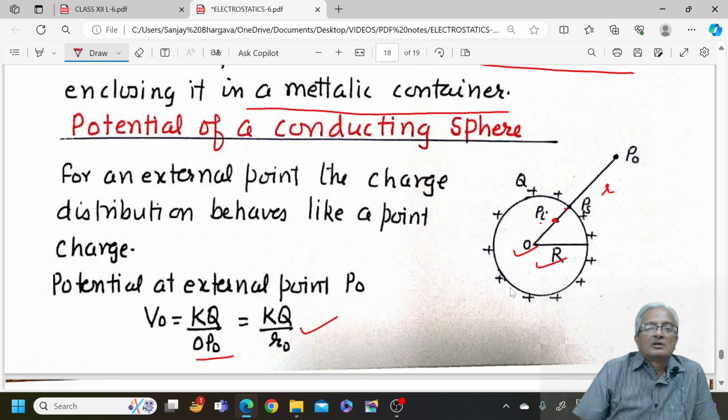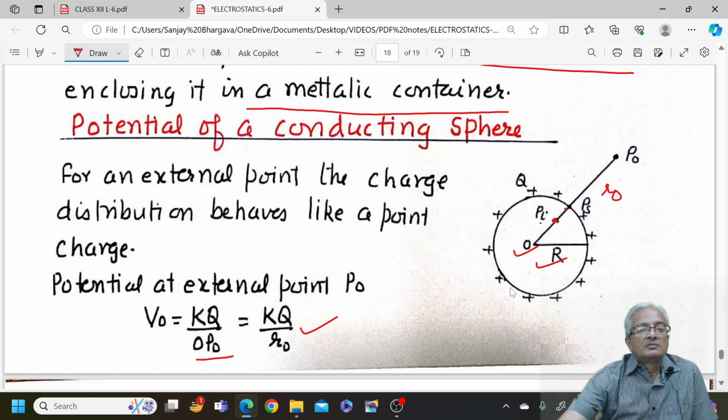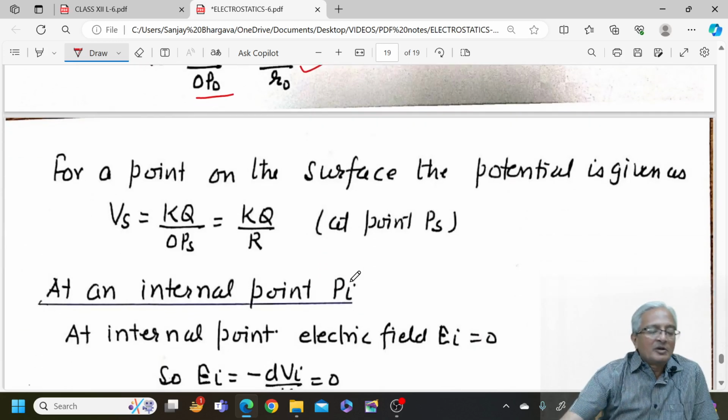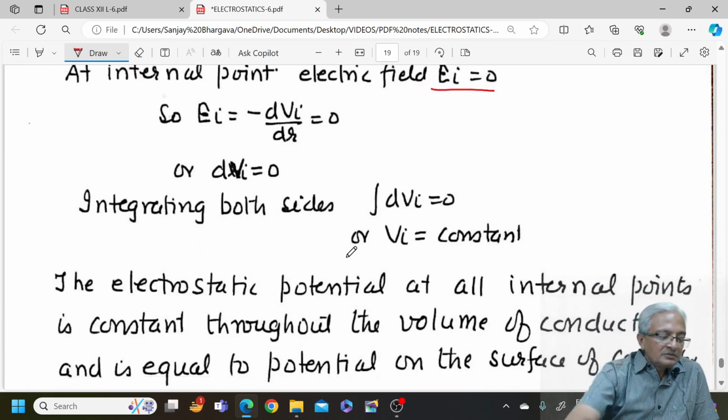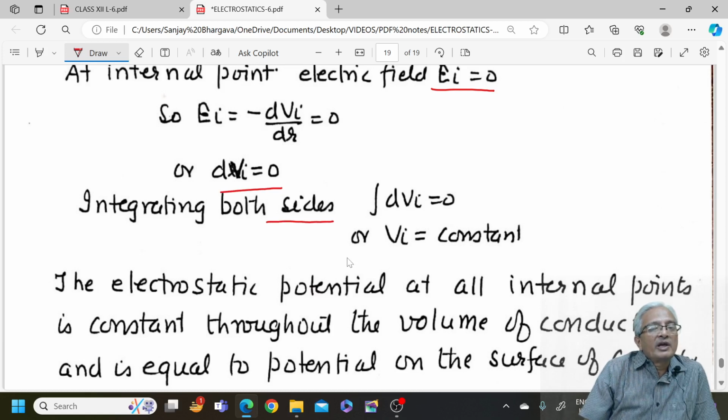For a point on the surface, the potential would be given by Vs equal to kq upon OPs, which is equal to the radius. At an internal point, the electric field is zero because no charges are present inside the sphere. Electric field in terms of potential can be written as minus dVi by dr. If Ei is 0, then dVi must be 0. Integrate both the sides. Then what do I get? Integration of dVi would be 0, or Vi would be constant.